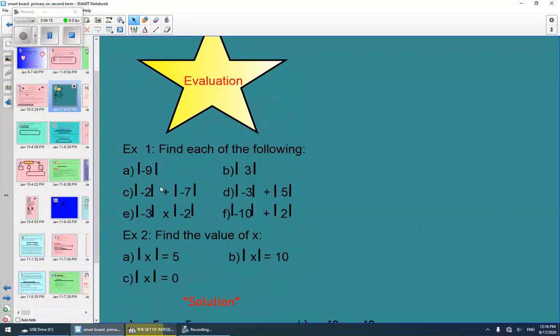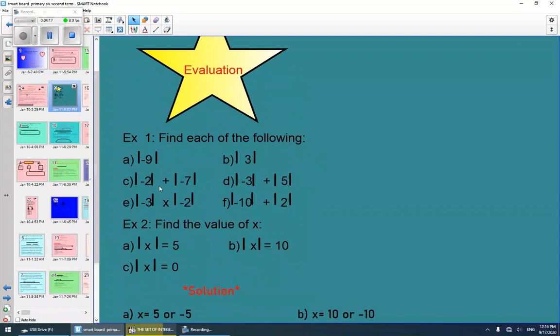Evaluation. Practice with me, my lovely students. Exercise 1. Find each of the following. A: the absolute value of negative 9 equals 9. The absolute value must be positive. Number B, the absolute value of 3 is 3. Number C, the absolute value of negative 2 plus the absolute value of negative 7. At first, the absolute value of negative 2 equals 2, and the absolute value of negative 7 equals 7. 2 plus 7 equals 9.